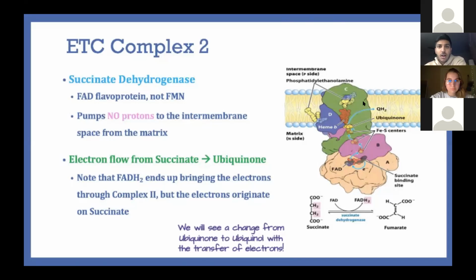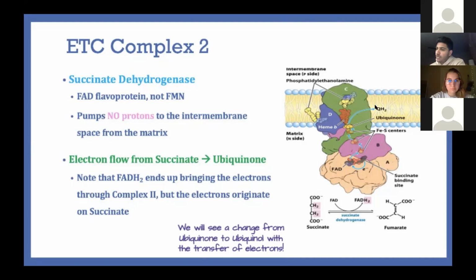So this is honestly just another way that you reduce coenzyme Q to QH2. That's the main part. And the main part is literally you're not pumping any protons. Meanwhile, in most of the other complexes, you're pumping either 4 protons or 2 protons, which is going to be at the very end. And so that's basically that in that sense.